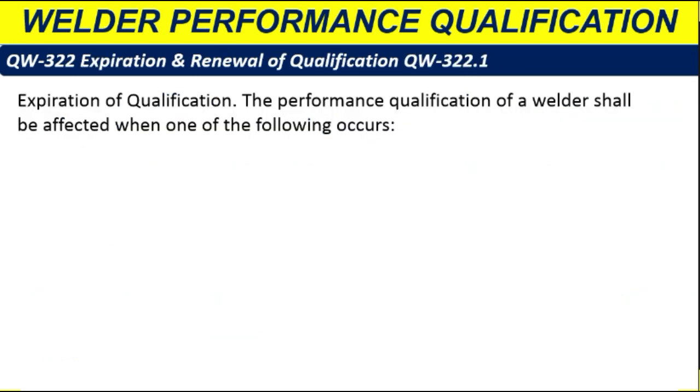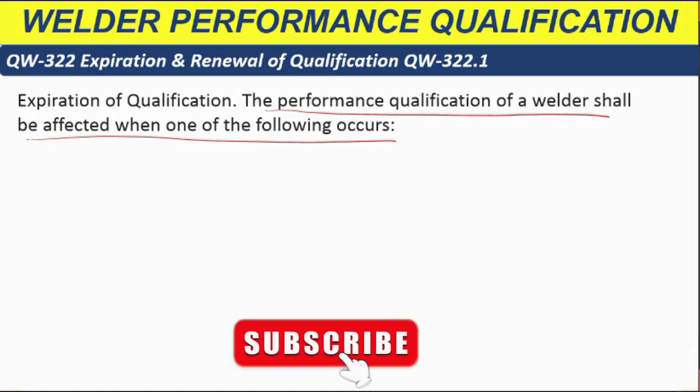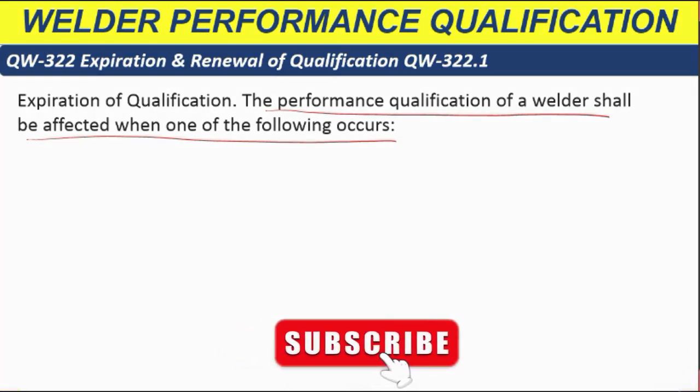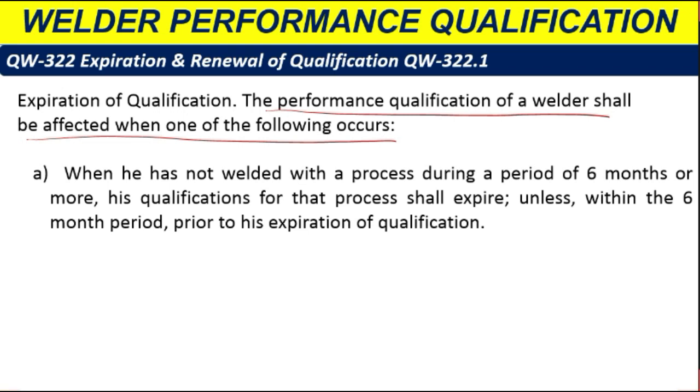Now very important, QW 322, expiration and renewal of qualification. Expiration of qualification means the performance qualification of a welder shall be affected when one of the following occurs. Means your qualification could not be renewed, it has expired. So what will happen? When he has not welded with a process during a period of 6 months or more, his qualification for that process shall expire.